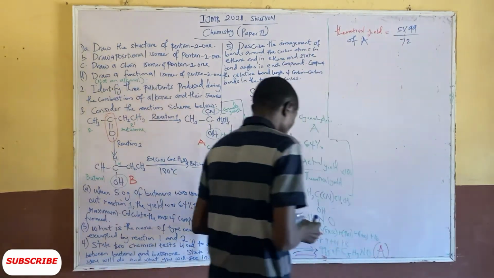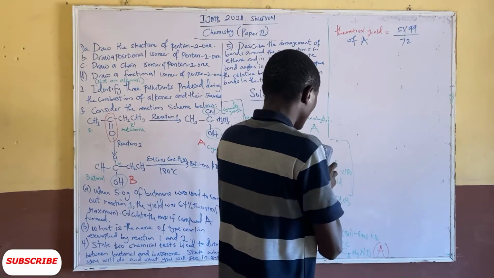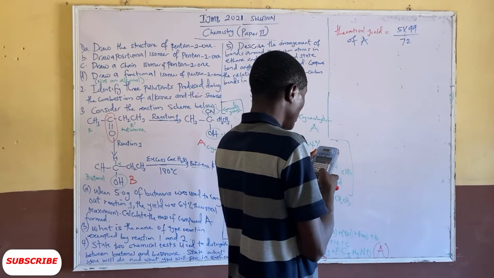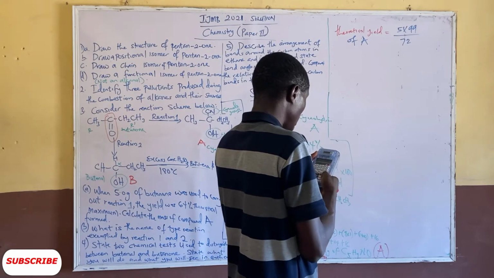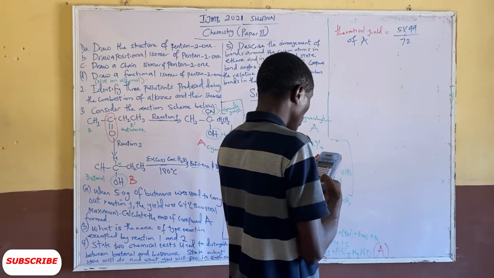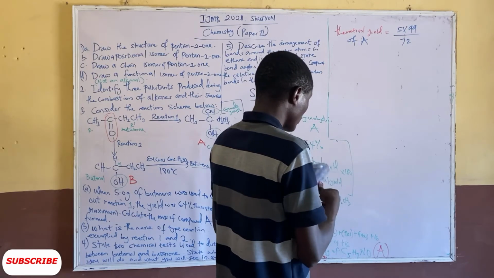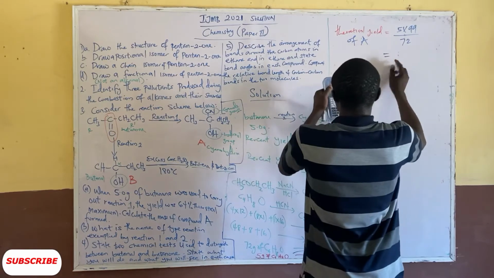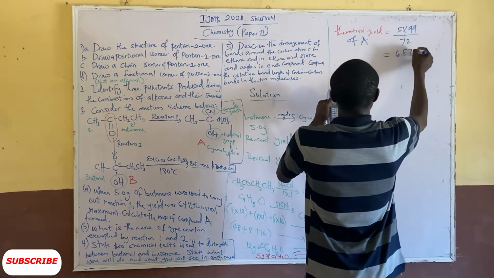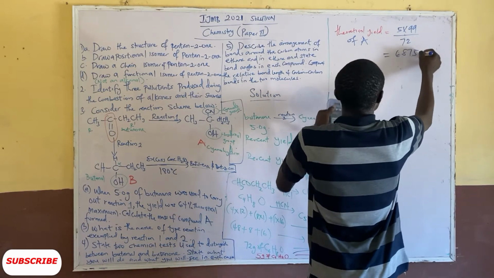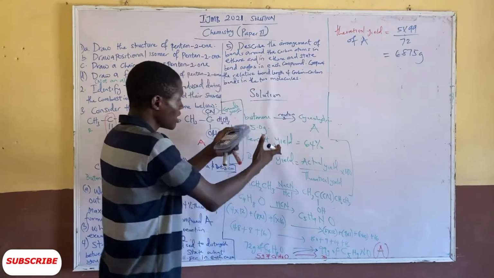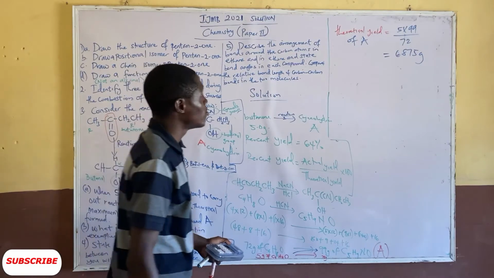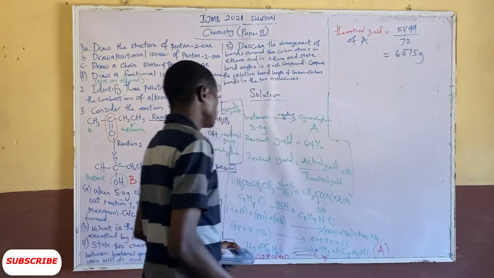So now let's press the calculator. Now we have 5 times 99, bracket close, divided by 72. So the answer here is 568.875 grams. So you can see that from the reaction we are able to get the theoretical yield of A. That is the theoretical yield of A.